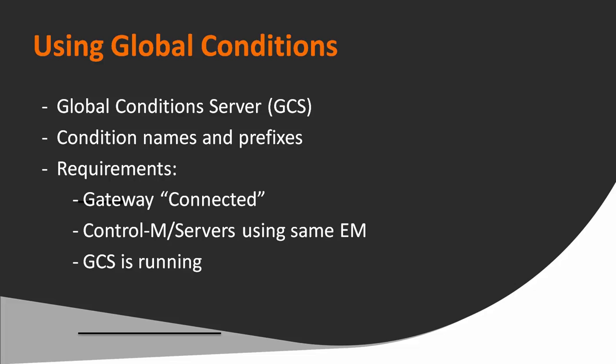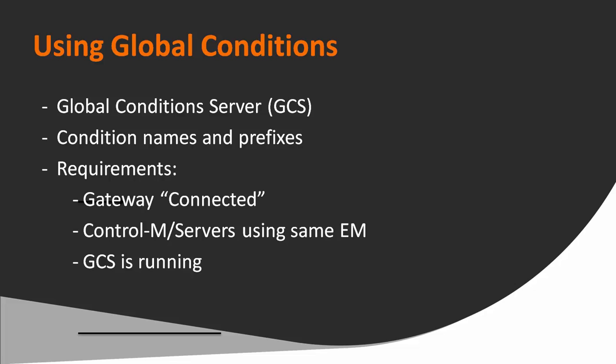GCS stands for Global Conditions Server. Its main task is to evaluate if certain conditions are required to be posted or deleted on another data center, and it's done by matching the condition name with user-defined prefixes we call global condition prefix. In turn, you can trigger a job to run once the condition is created.